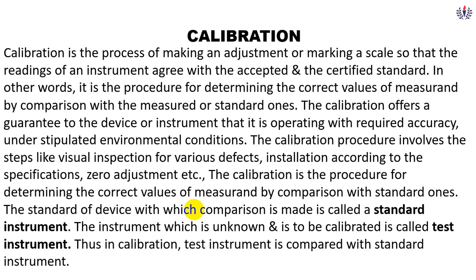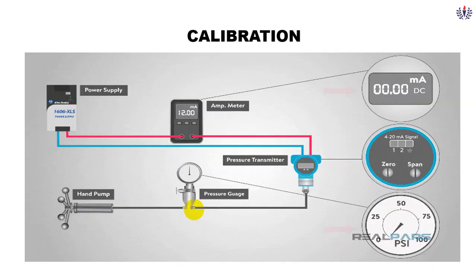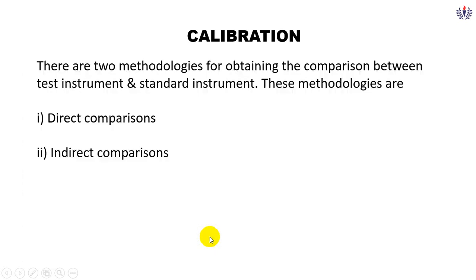The calibration is the procedure for determining the correct values of the measurand by comparison with standard ones. The standard device with which comparison is made is called the standard instrument. The instrument which is unknown and is to be calibrated is known as the test instrument. So the calibration will be carried out for the test instrument and it is compared with the standard instrument. This is the best example for the calibration, how we are doing it with a meter, how it is calibrated with other parameters.